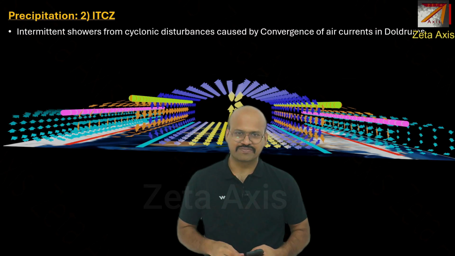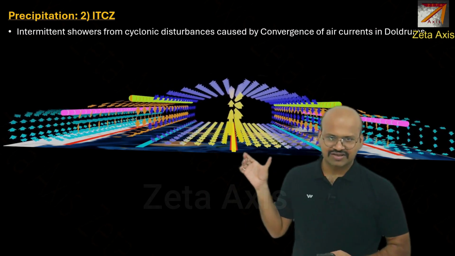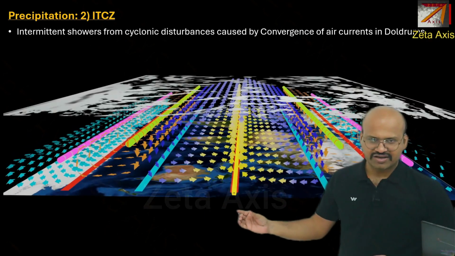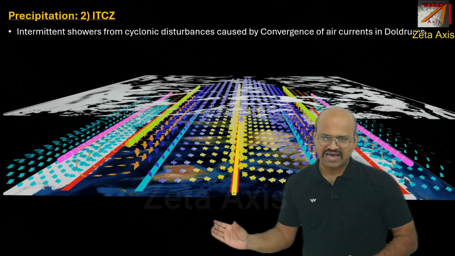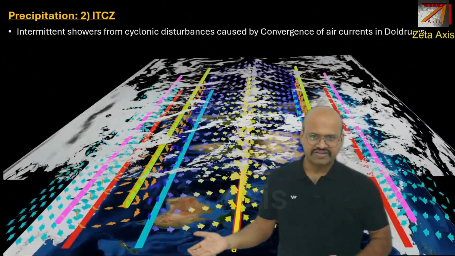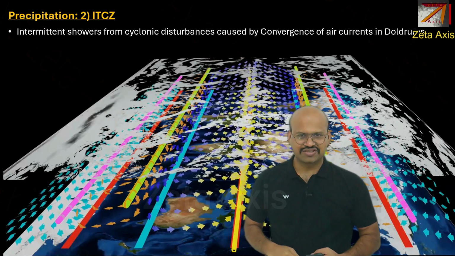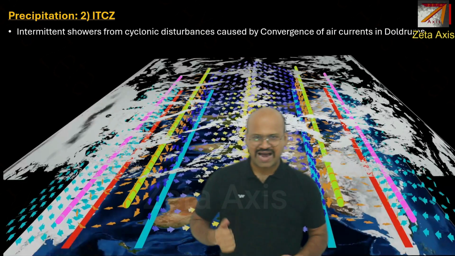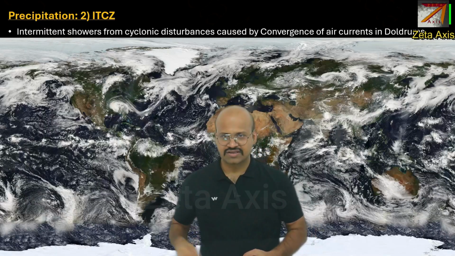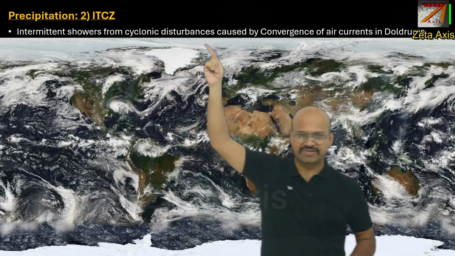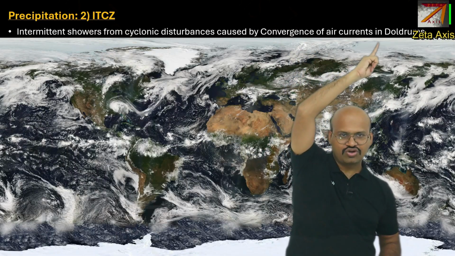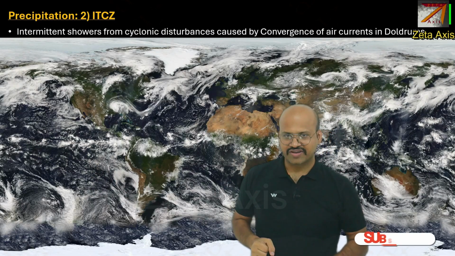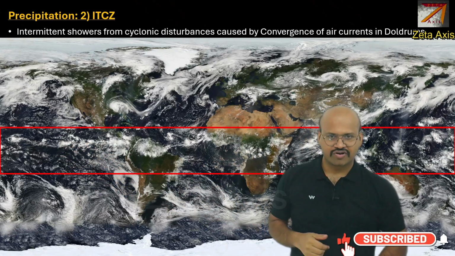Now, the second type of precipitation is because of the ITCZ. We have seen that these are the two hemispheres and these are the trade winds. Both of these trade winds merge at the ITCZ. When this air rises up at the ITCZ, it forms clouds and gives rainfall in this region. Because the ITCZ is always very close to the equator, a lot of rainfall here occurs because of it. Here we can see that there are intermittent showers from cyclonic disturbances caused by convergence of air currents in the doldrums. This whole thin region is the doldrum region, and we can see there are continuous clouds which give rainfall in this region.